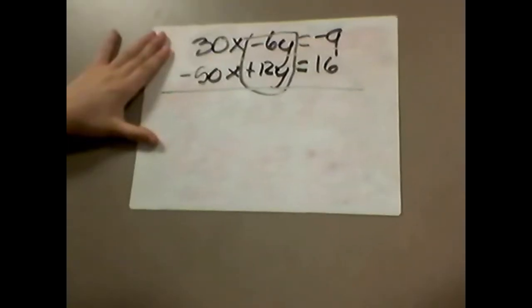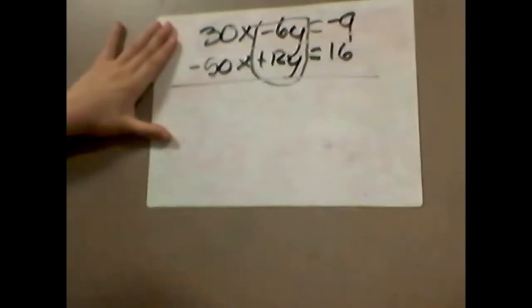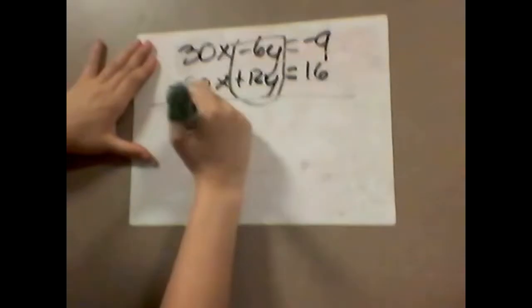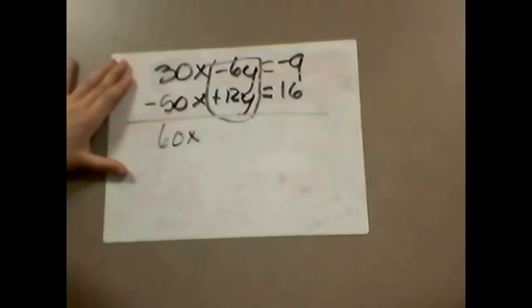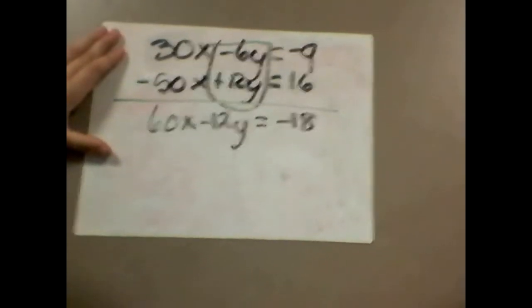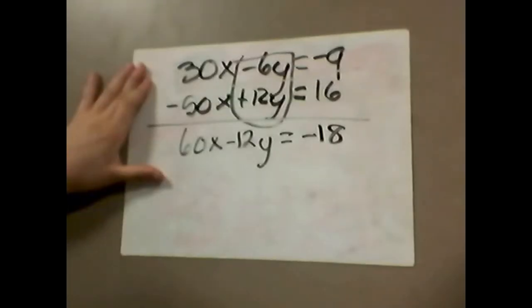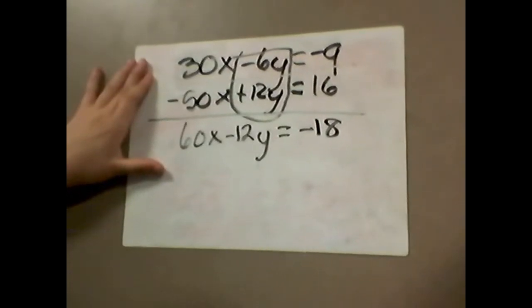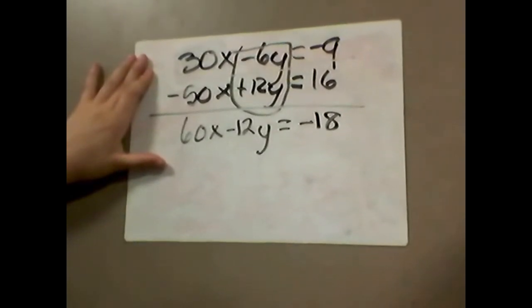So 30x times 2 is 60x. And negative 6y times 2 equals negative 12y. And negative 9 times 2 is negative 18. Put this together, and we'll add our new equation to our bottom equation.